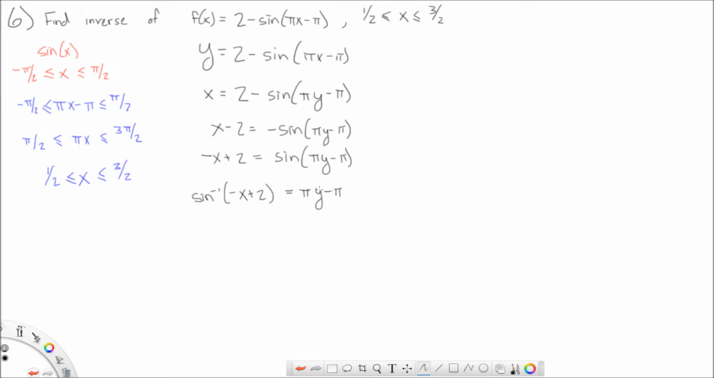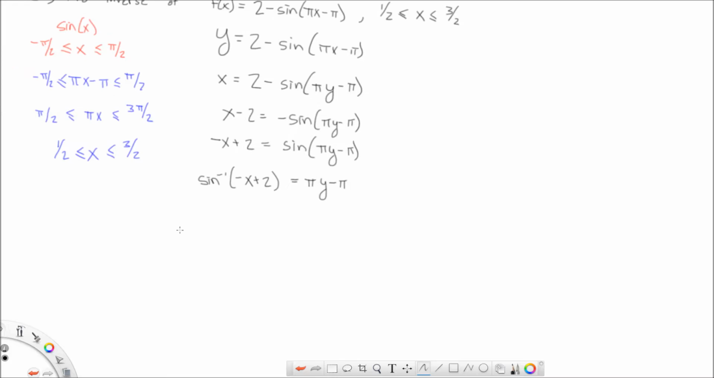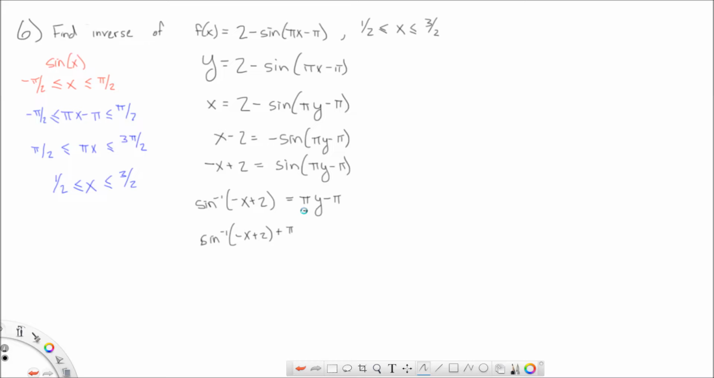Now that's good because y is out here on the other side of the equal sign, so we can solve for y. So to solve for y here, we're going to add pi. So now we have sine inverse of negative x plus 2 plus pi, and that just equals pi y. And the last thing, again, we're trying to solve for y, so we're just going to divide everything by pi. So I'll just write it like this, sine inverse of negative x plus 2 plus pi all over pi, and that equals y.